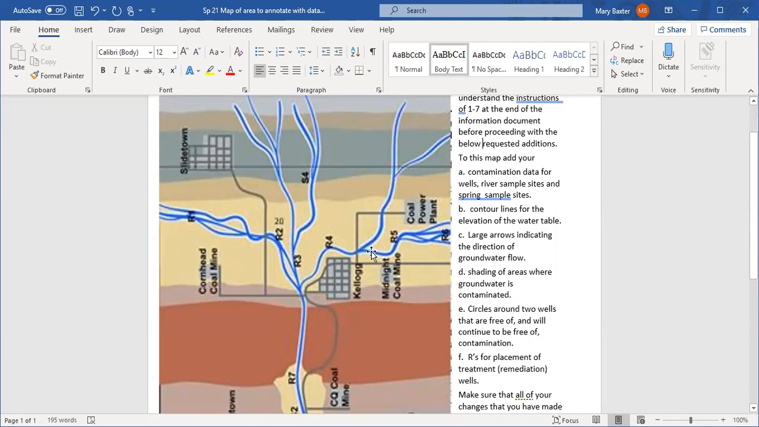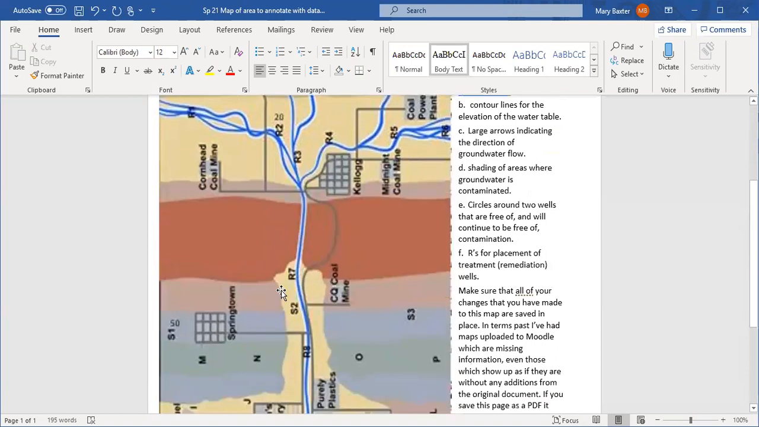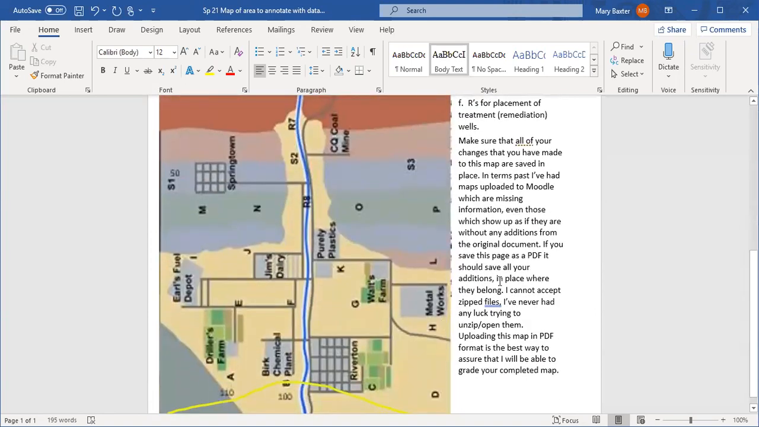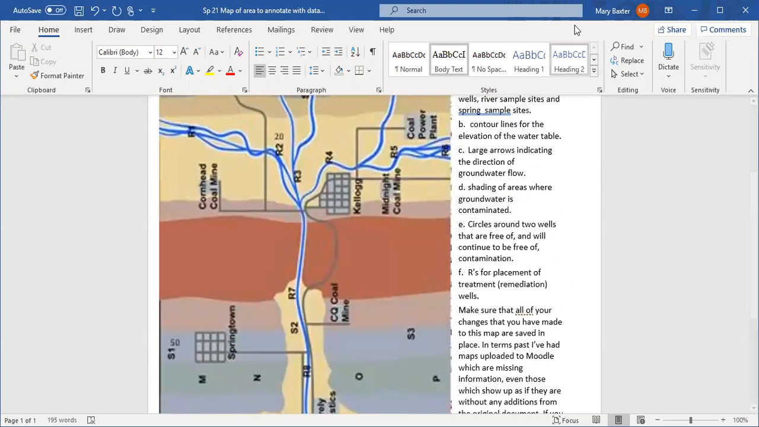These are the things you have to add to this map in order to have done this part of this lab correctly. And again, I emphasize down here, save it in a way that, and know before you upload it to Moodle that it has all of your annotations in place. Okay, so I'm going to go back out of this, back to the informational document.